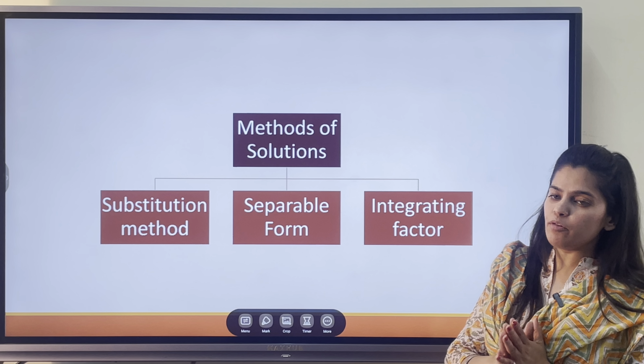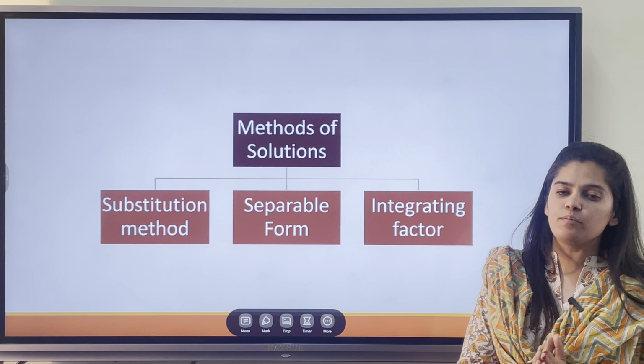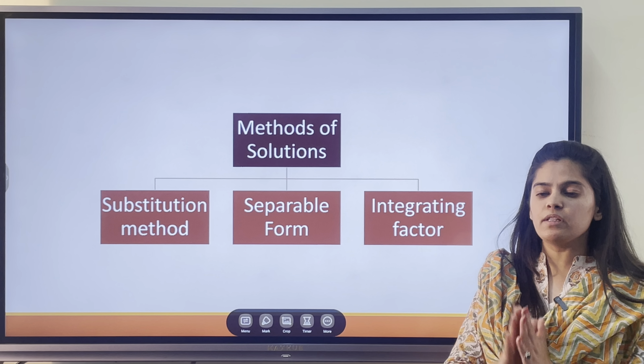Second is the separable form. Most often it is observed that the variables can simply be separated. In that case, by simply separating the variables, we get the solution of the given differential equation. Lastly is the integrating factor. In this, we assume that there is an e to the power x, and by integrating, we evaluate the solution of the given differential equation.